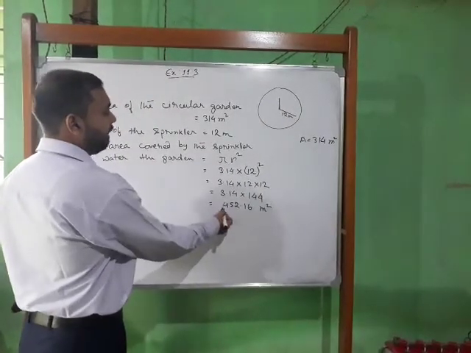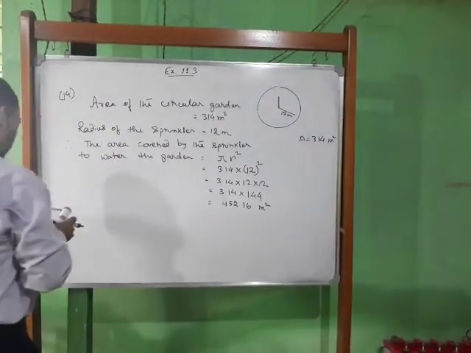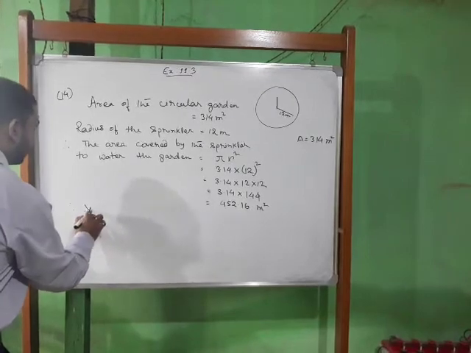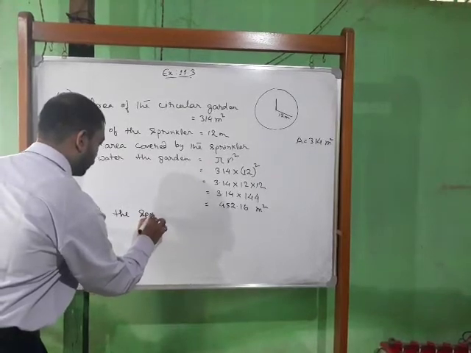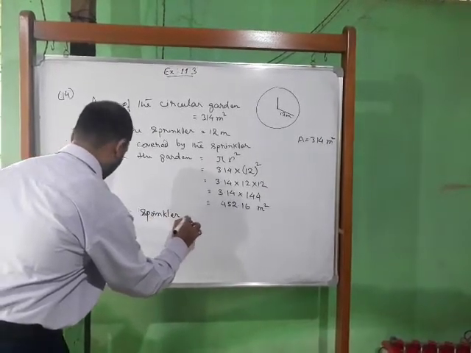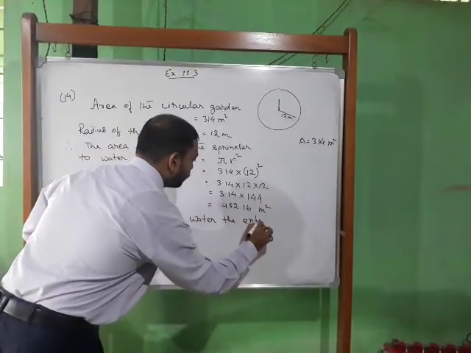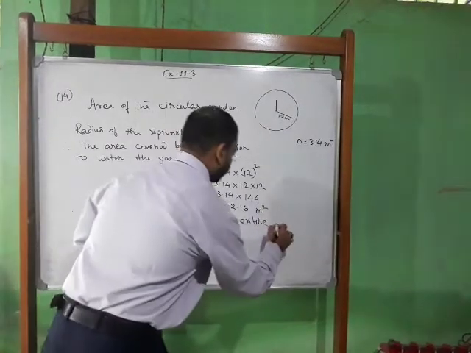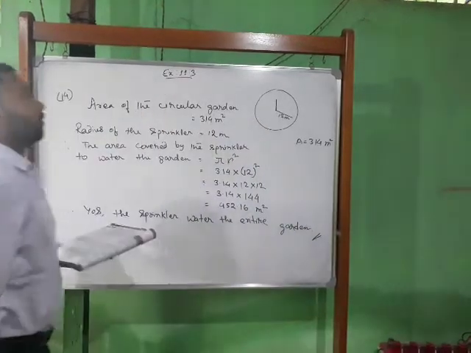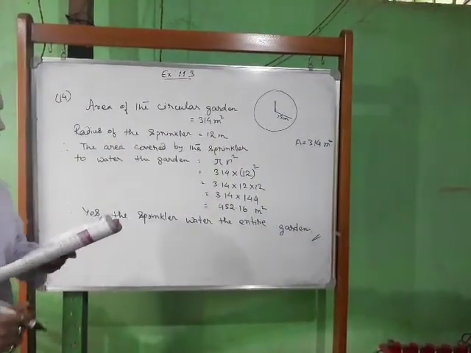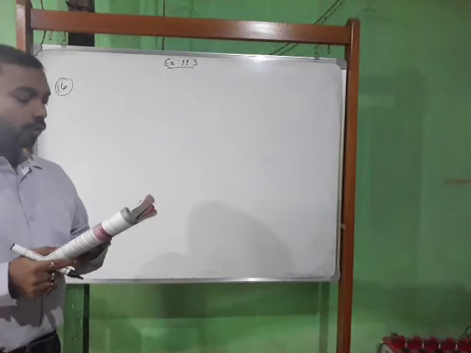As we can see, the area covered is more than the area of the circular garden. Therefore, yes, the sprinkler waters the entire garden. So this problem is over. Now question number 16. Question 15 will be your homework. You try it at your home.